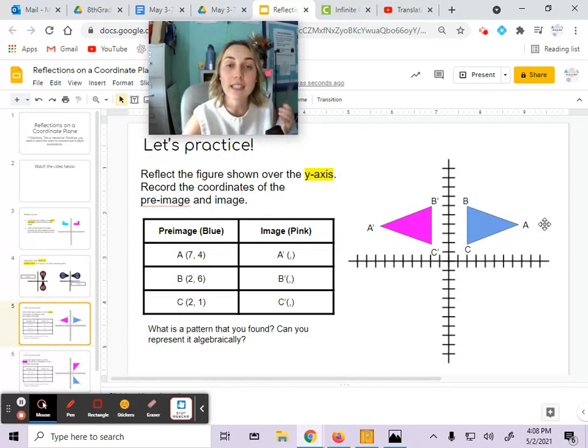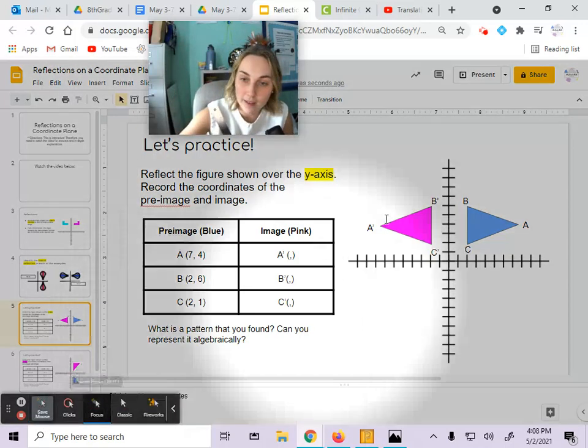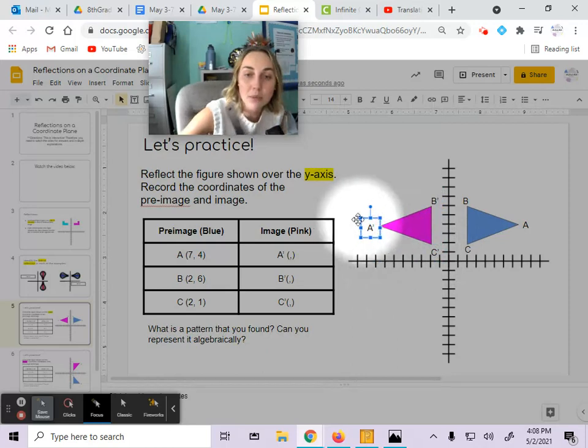All right, so let's practice, and this time we're going to do an example reflecting the figure over the y-axis, okay? And we're going to record the pre-image and the image. I already recorded the pre-image coordinates for you because I'm nice, so we're just going to focus on the image afterwards. And remember, the difference between the pre-image and the image is the little apostrophe that's behind all of the vertice labels. So this would be called a prime, because that apostrophe is called a prime.